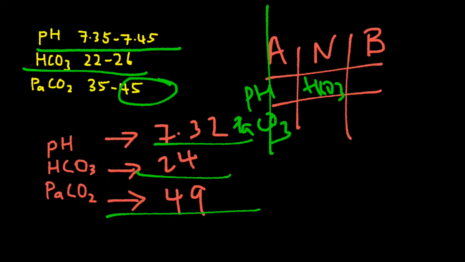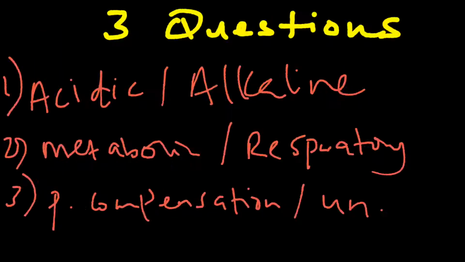I hope this video has helped you to have a better understanding in interpreting the arterial blood gas results. Always do remember to keep in mind the three questions. Is it acidic or alkaline, which is based on pH? Is it metabolic, based on HCO3? Is it respiratory, based on PaCO2? And is it compensated, partially compensated, or is it uncompensated?